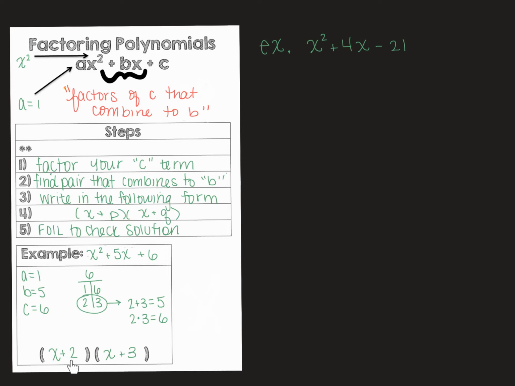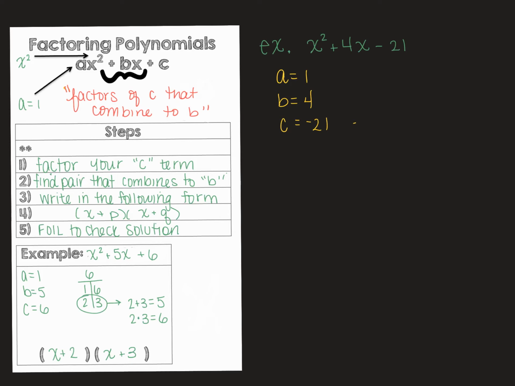So when I write these out, I have my two factor pairs and x and x. If this was a different variable, like if we saw z squared and 5z, you would have z plus 2, z plus 3. So it's nothing different if you see something other than an x. Let's do this next example together. When we have this over here, we can think about our a is 1, our b is 4, and our c is negative 21.